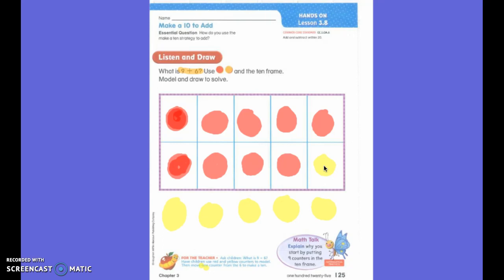Okay, so I can fill up my 10 frame first, because then if it's full, then I know I have how many? 10. Very good. So I have 10 and 5 more. So how many do I have? 15. I have 15, guys. Look. 5, 10, 15. I have 15. So 9 plus 6 equals 15.